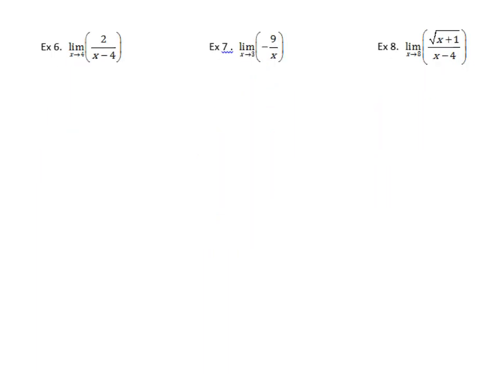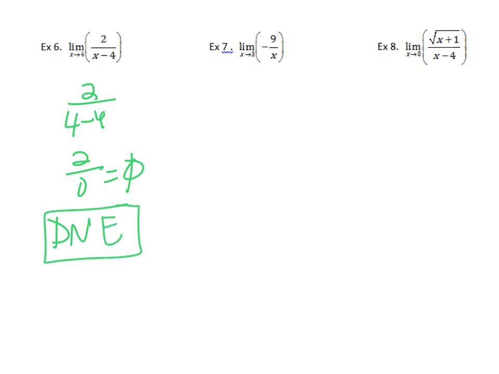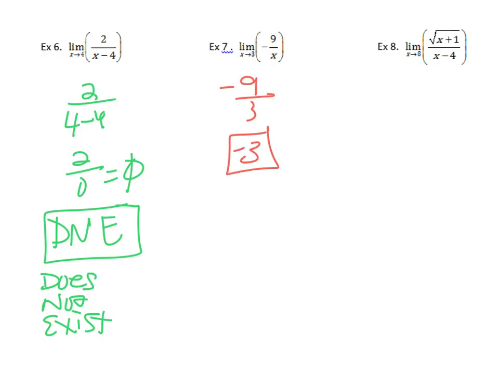Again, as long as these do not need to be reduced at all, I can plug them in. So if I do 2 over 4 minus 4, that gives me 2 over 0, which is undefined. So my limit, we say, does not exist. That's what DNE means, does not exist. And if I plug in negative 9 over 3, that gives me negative 3.